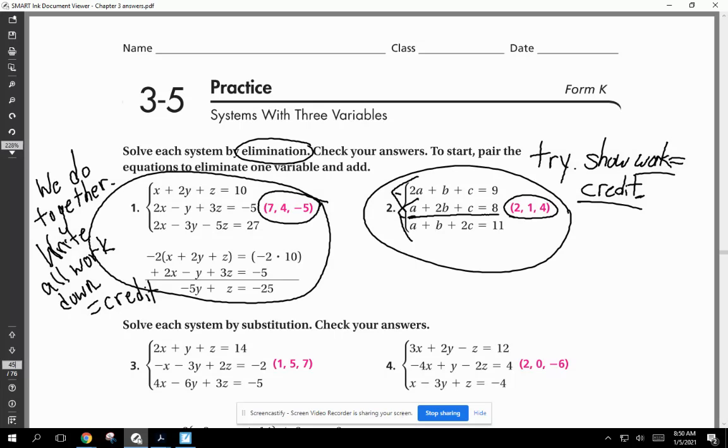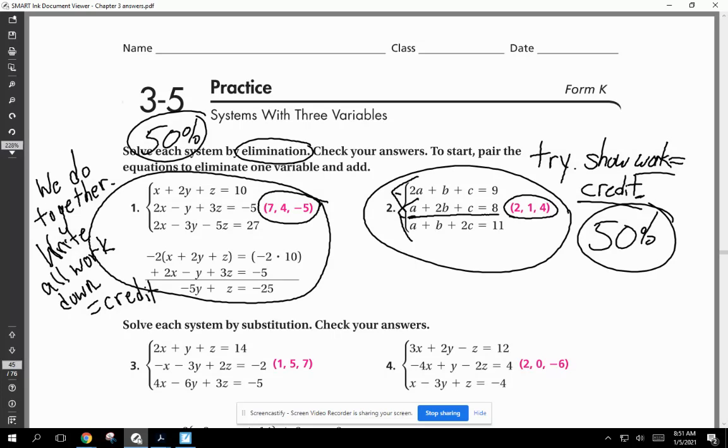So 3-5 is the elimination method we're going to use. That's all. We're going to do two problems. We're going to do number one together, and you write all the work down, and you receive credit for that. That's 50% of your homework. Here's 50%. And you get another 50% over here if you do number two on your own. I want you to just show work and you receive credit.